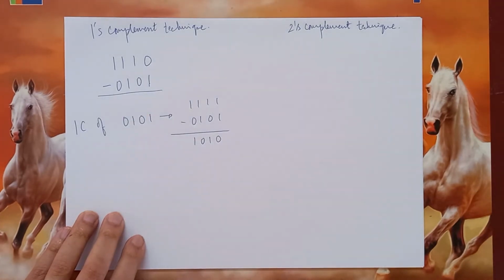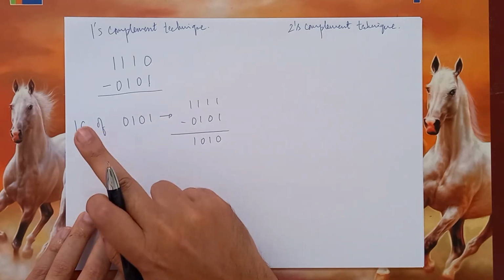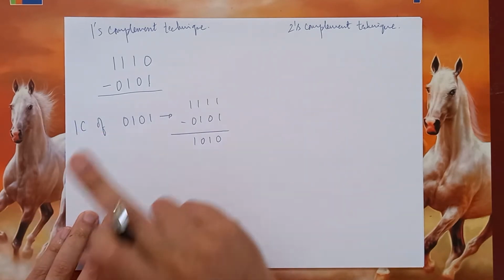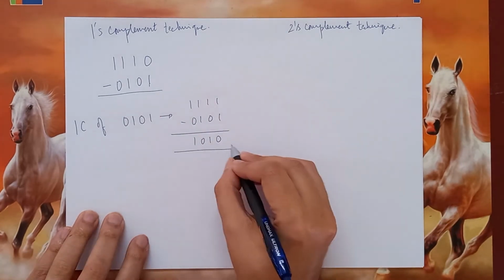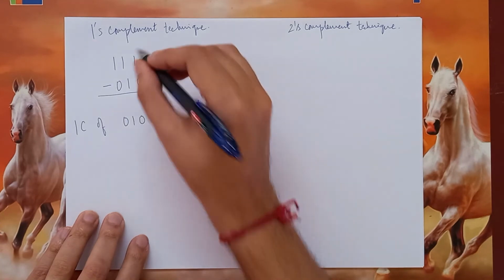You will notice very interestingly that you don't need to do this operation. If you are calculating the 1's complement of any n-bit number, all you need to do is replace the 1's with zeros and the zeros with 1's. Alright? So then the second step is to add this to the first number.